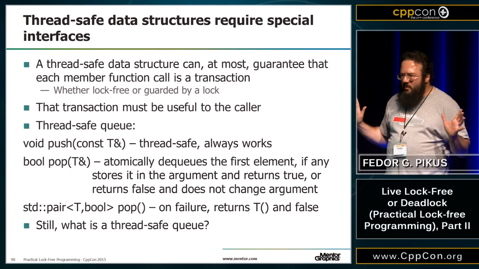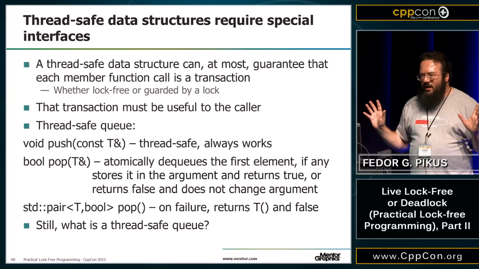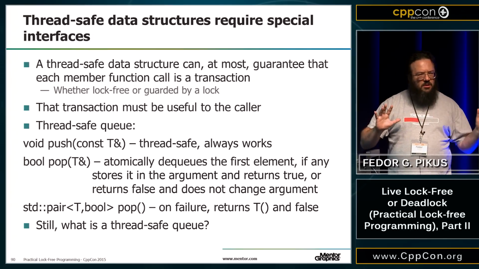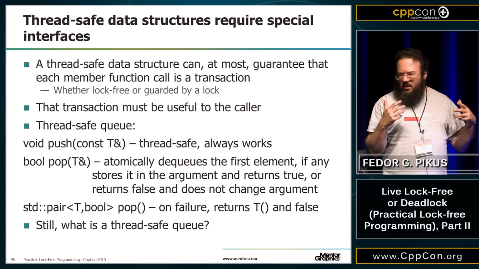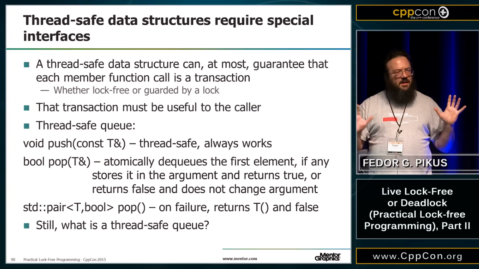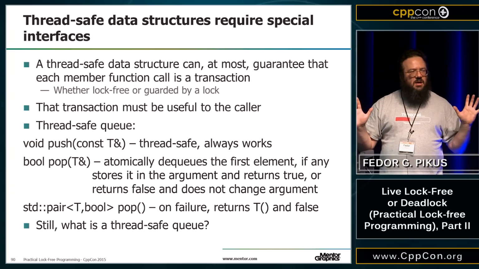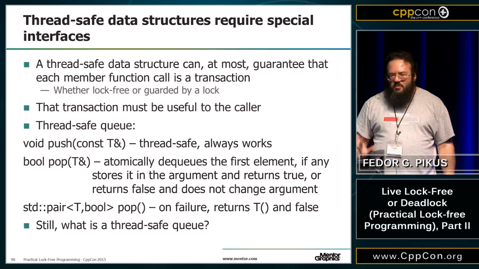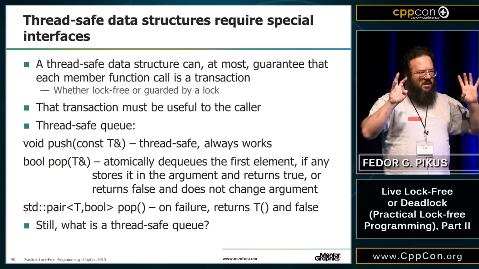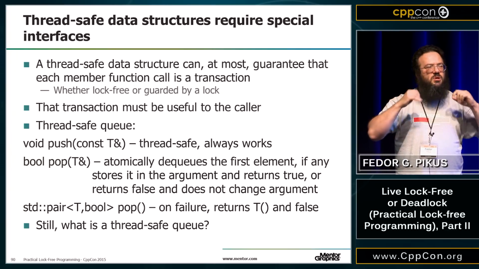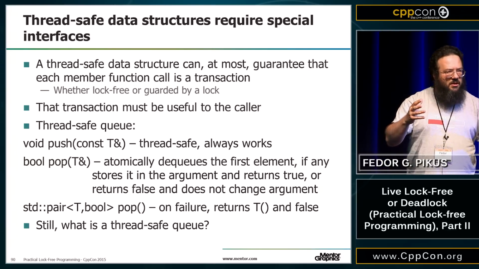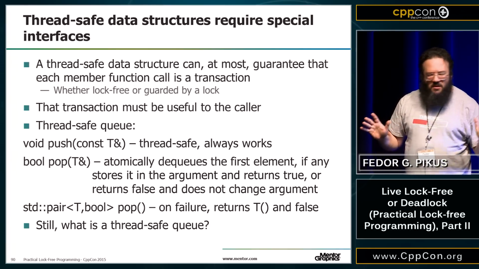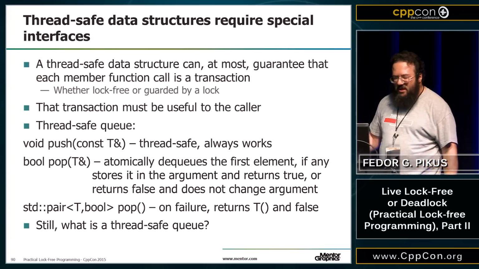What's the problem here? The problem is a thread-safe data structure, if it's internally thread-safe, whether it's with locks or without locks, can at best guarantee that every member function call is an atomic transaction. That's the best it can give you. It can't do anything between the member function calls because who knows what the client does between. Which means those atomic transactions that are provided by the thread-safe member functions have to be useful in a concurrent environment. Empty, pop, and front are not useful in this environment. This is the wrong interface for a thread-safe queue.